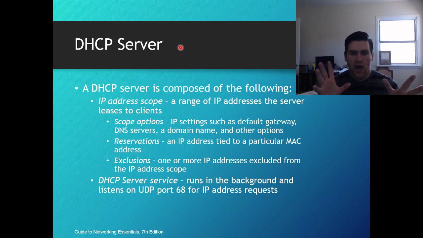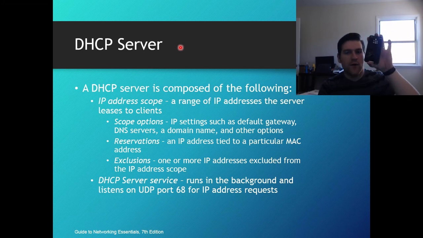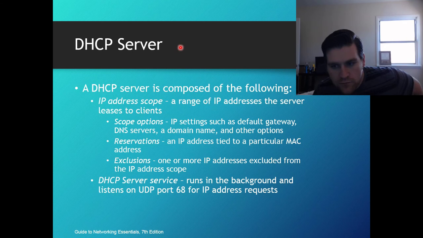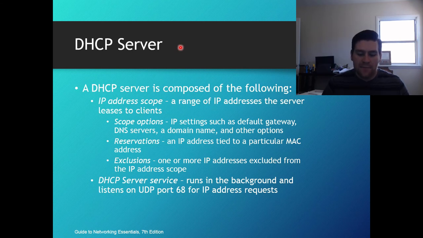You can also set a reservation. So if a particular MAC address on a network interface card, like if my phone has a network interface card on it with a particular MAC address, if I set a reservation on a DHCP server and my phone attempts to get an IP address, it will get the one that is reserved for my phone's MAC address. Okay, so that's called a reservation. That's a setting that you can configure on a DHCP server within an IP address scope.